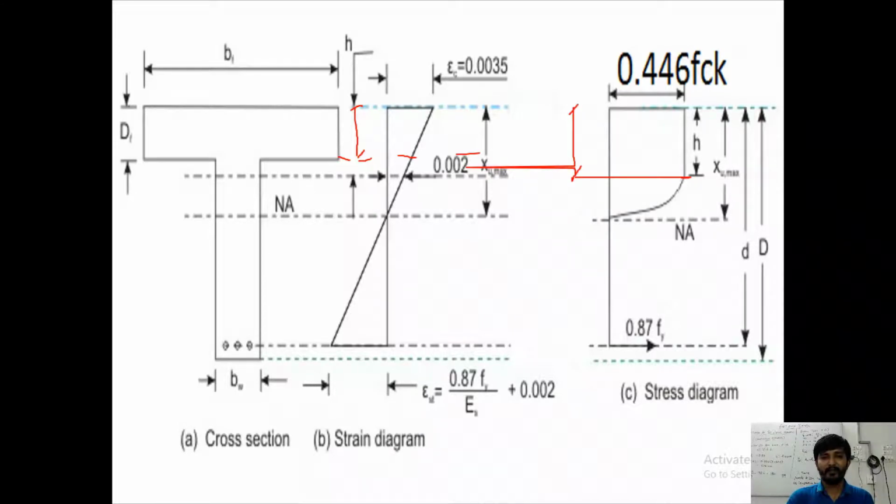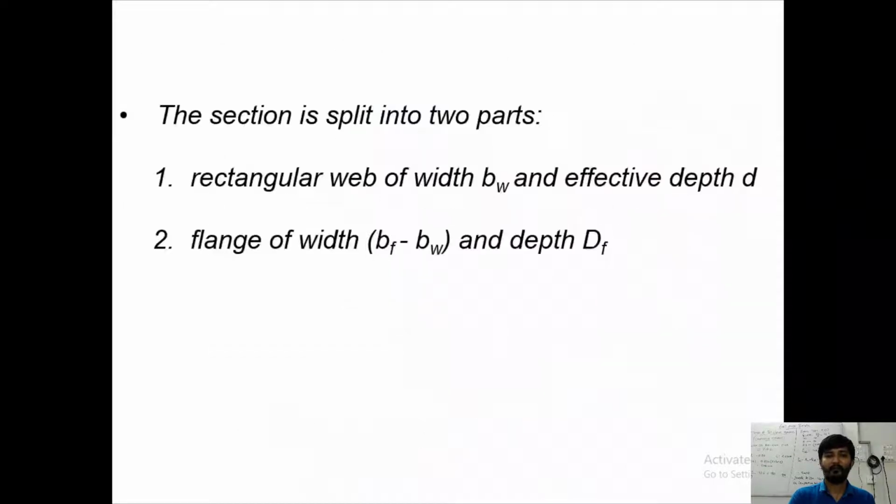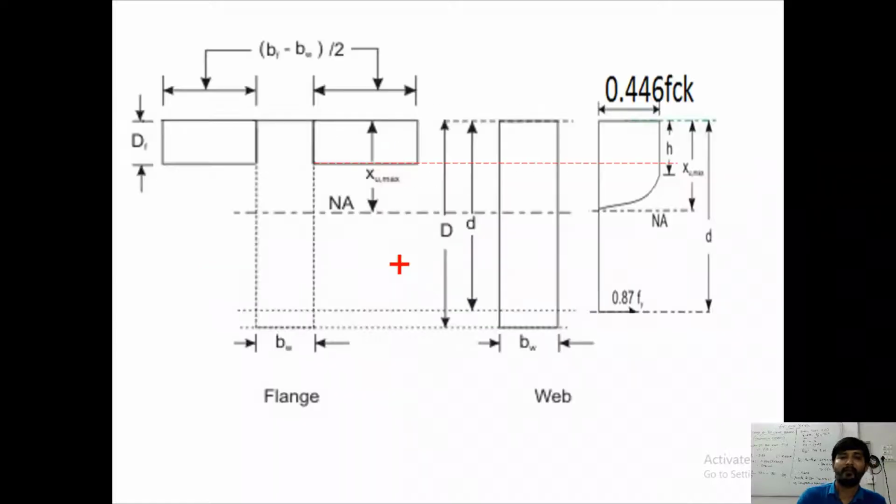As you can see, the neutral axis point is in the web now. Right, the neutral axis is in the web now. The section is split into two parts. First, rectangular web of width BW and effective depth D, and second part, flange of width BF minus BW and depth DF. So let's see how it is being done. So this is the first part, that is BF and overall depth D, and it is again separated into two parts. This is BF minus BW divided by 2.